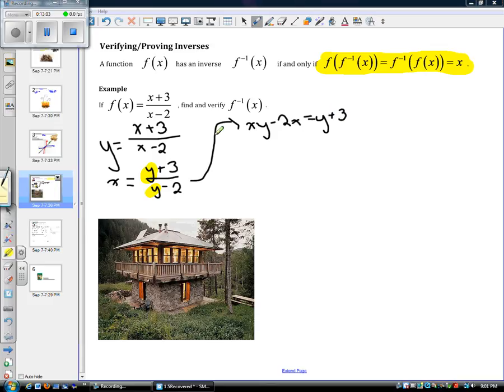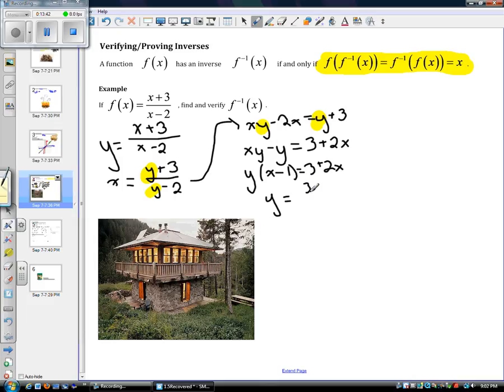Okay, so still I have my y here and I have a y here. So anything with a y I'm going to put on the left-hand side. Everything else I'll put on the right-hand side. So xy minus y equals 3 plus 2x. And that helps me because now I can factor the y out of both of these terms on the left-hand side. So I get y times x minus 1 equals 3 plus 2x. And finally I get y equals 3 plus 2x divided by x minus 1.